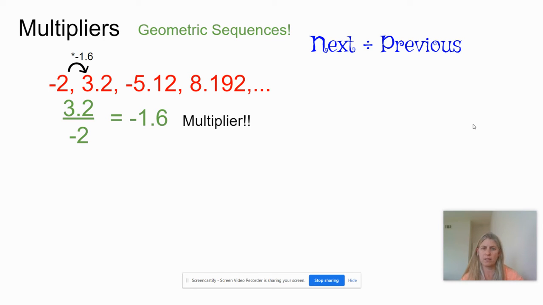For our explicit equation, the way that we've been using it in this class, not the only way, we've been using x and y and the equation y equals a times b to the x, or y equals your 0 times your multiplier to the x power. So we're going to work backwards and do the opposite operation of multiplying by -1.6, which of course is dividing by -1.6.